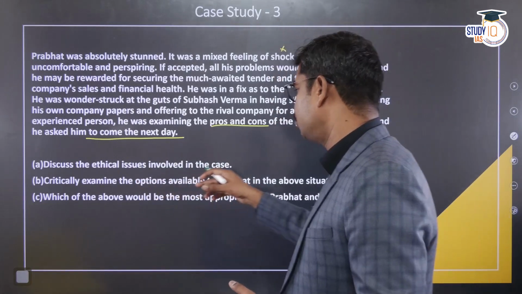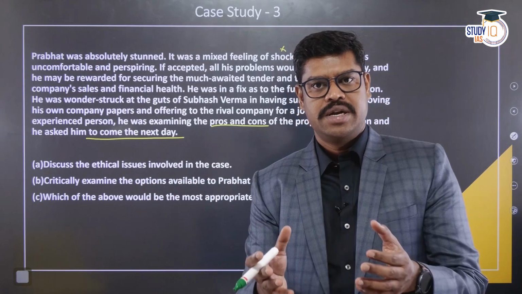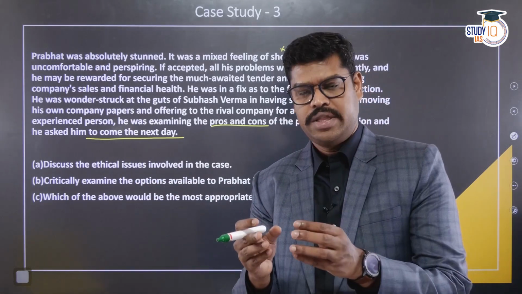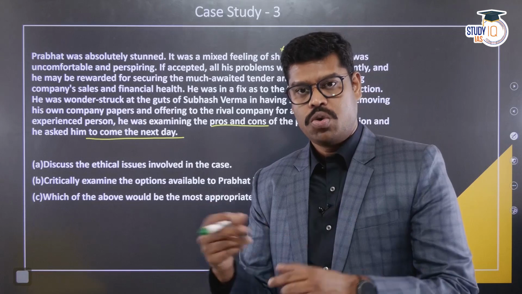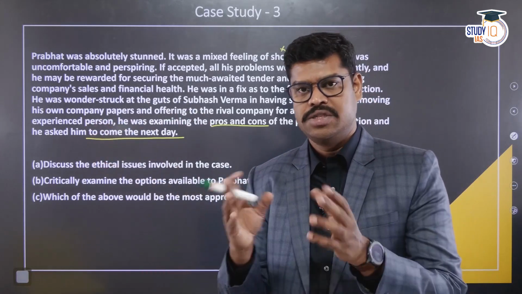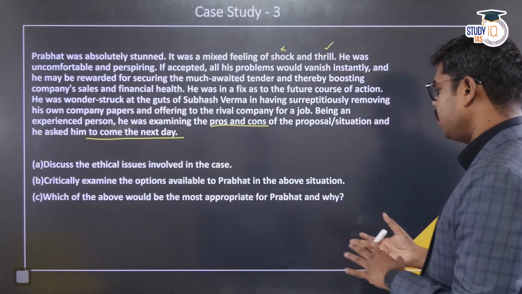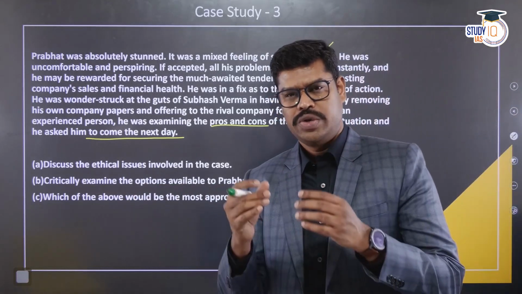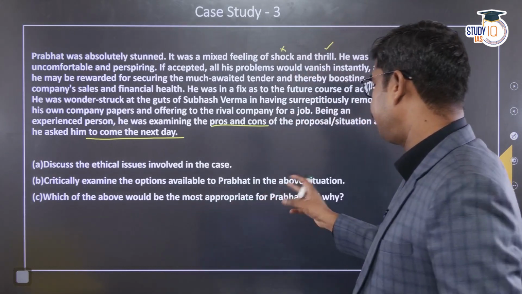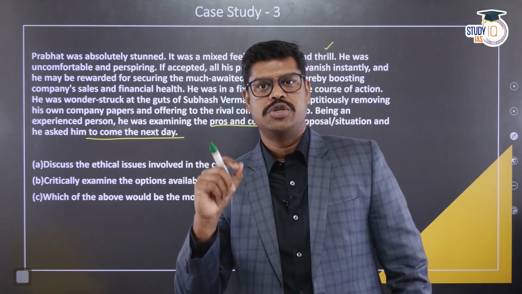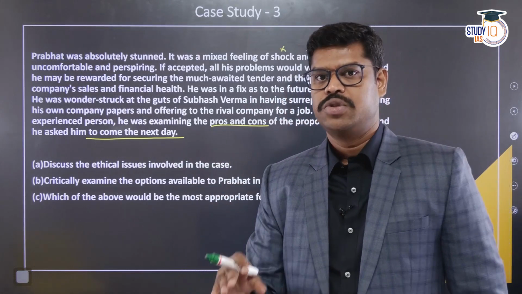So the first thing is: discuss the ethical issues involved in this particular case. So what are the ethical issues? What is an ethical issue? An ethical issue is something which, after a certain course of action or certain facts are given to you, will make you decide what is right, what is wrong, what is good, what is bad. So if these issues are involved in the case study, these are all ethical issues. So you have to identify the ethical issues and discuss them, and then critically examine the options available to Prabhat in the above situation. Whatever options he can take, he has to critically examine those options as well. And then, which of the above would be the most appropriate for Prabhat and why. So basically they are trying to assess the critical issues, the various options, to critically examine those options, and also to choose the best option among them. So this is the directive.